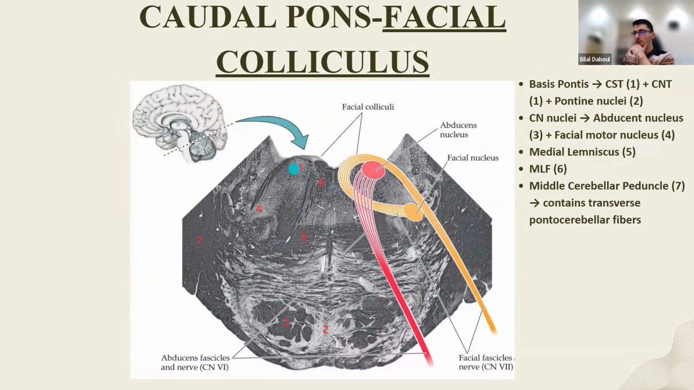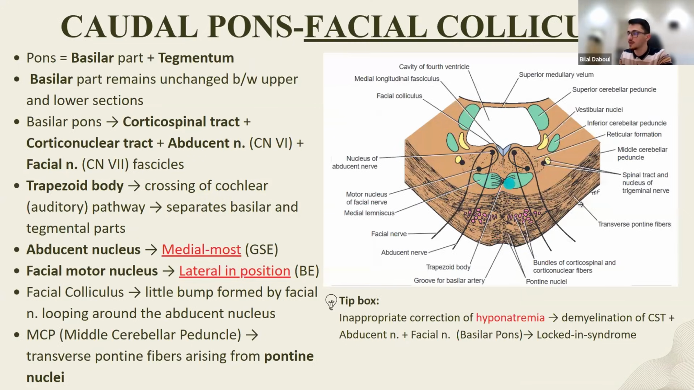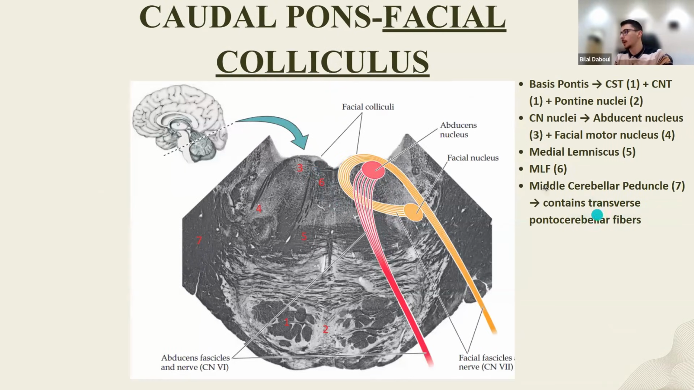So again, three would be the abducent nucleus, four would be the facial motor nucleus, seven would be the middle cerebellar peduncle, this large dark patch of fibers that are going to the cerebellum. And yeah, this includes the most important structures. Again, six, this triangular collection of fibers is the MLF. Remember, the MLF is always medial in position. Again, five would be the medial lemniscus. Again, it's horizontal in position in this case, if you notice, as opposed to being vertical. So that's the idea for this section.